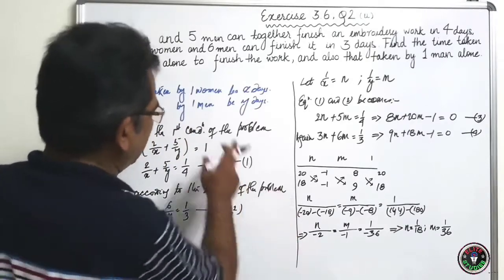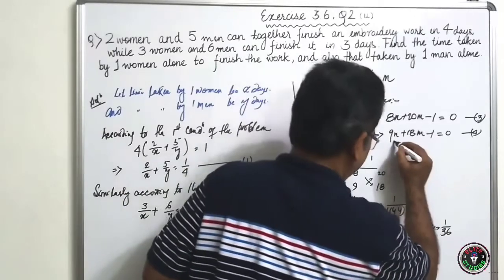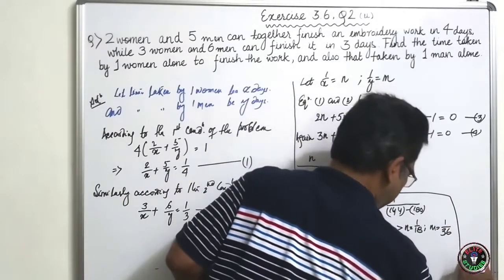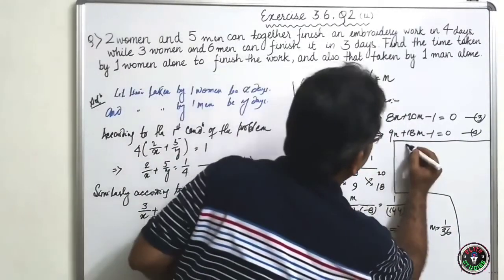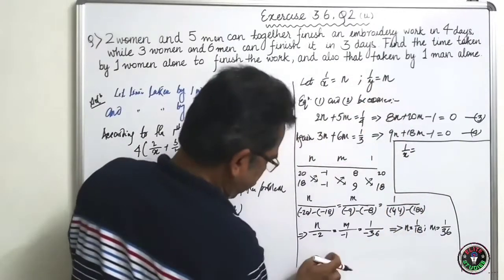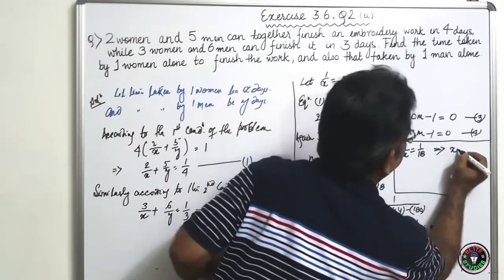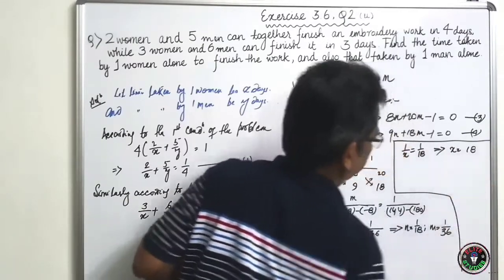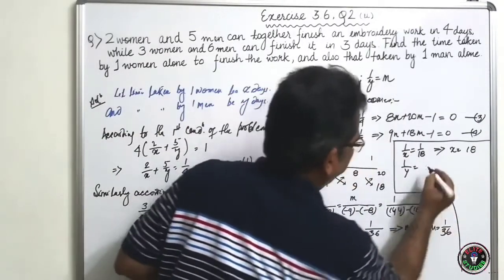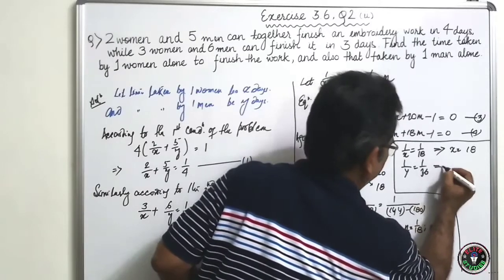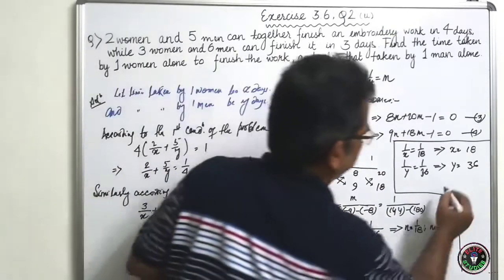So our aim is to find x and y, not n and m. So what can we do now? From here, what do we get? 1 by x is equal to n. n is how much? 1 by 18. It gives x is equal to, taking the reciprocal, x is equal to 18. And 1 by y is equal to 1 by 36. So this gives y is equal to 36. This is your answer.